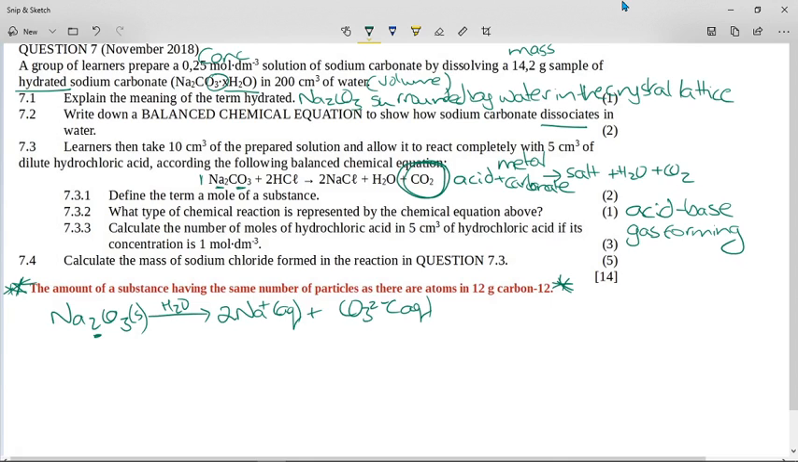acid-base. Now it says to you, calculate the number of moles of hydrochloric acid in 5 cubic centimeters, this is a volume, of hydrochloric acid if its concentration is 1 mole per cubic decimeter. So this is concentration, and they are asking you for what? This here is what we are asked for, the number of moles, and this is always given the symbol N. So we are looking for N.